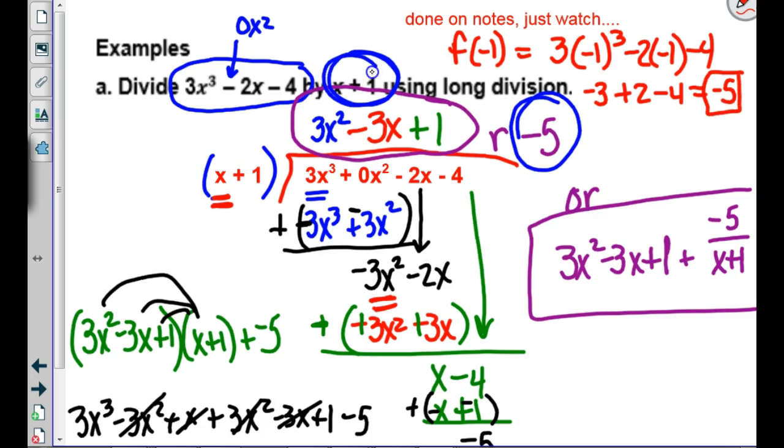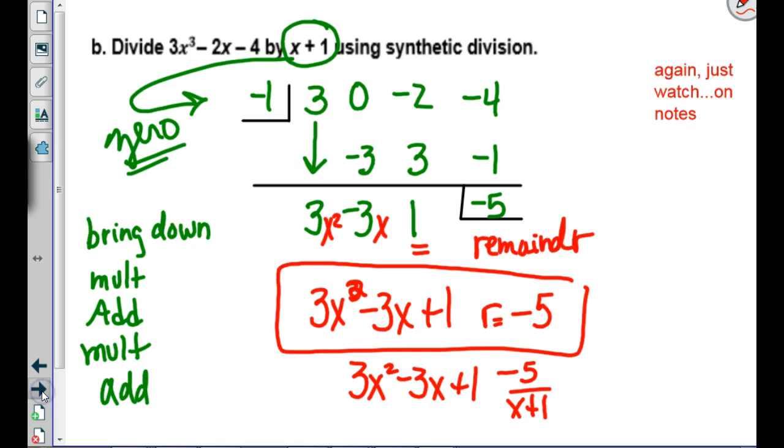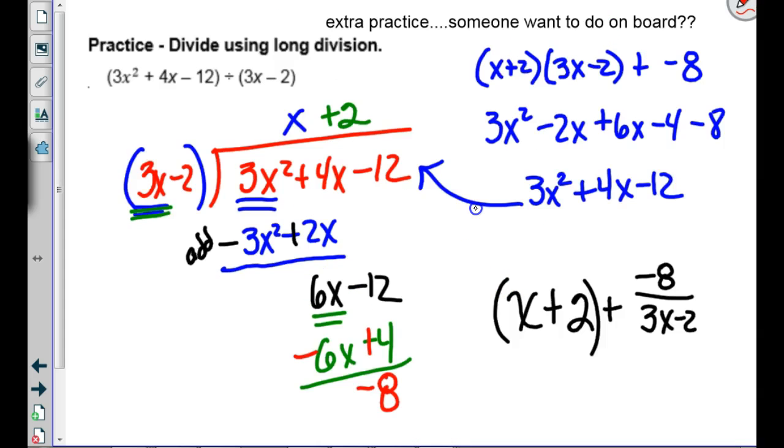So by trying the 0 into the function, I knew it wasn't going to come out even, that it was going to have a remainder of negative 5. So that's a check, but it is also a predictor of whether it's going to go in evenly or not. The same is true here. Everybody see when we put this in, we got a remainder of negative 5 when we did it synthetically. So we could have put negative 1 again into the function and predicted what the remainder was going to be.